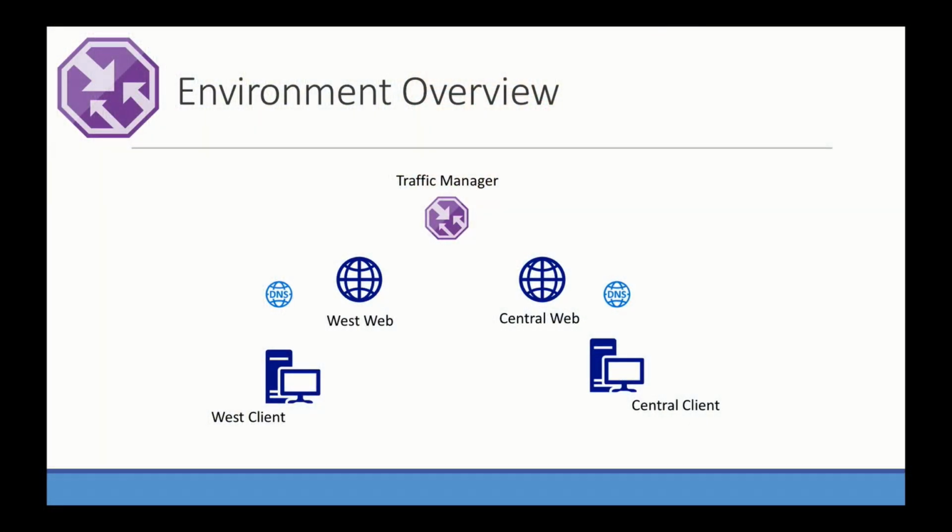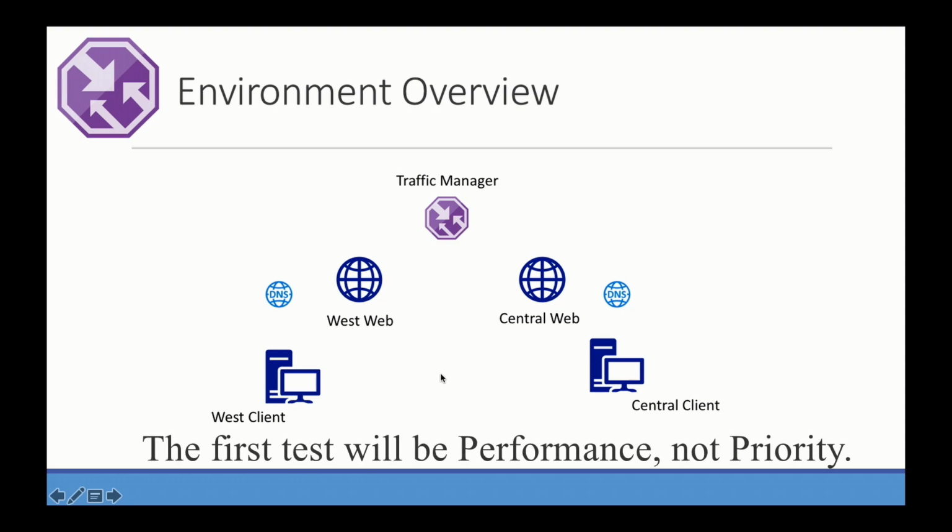All right, with that, let's move on to demos. Just a quick overview of what I've got cooking here for this demo. I have a client in West US and I've got a client in Central US. I also have a web app service in West US and Central US. I'm using Traffic Manager to direct traffic at one of the two web apps depending on what client I'm coming from. The first test I'm going to run is with priority. So with that, let's get it set up.